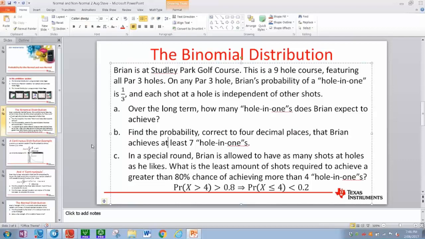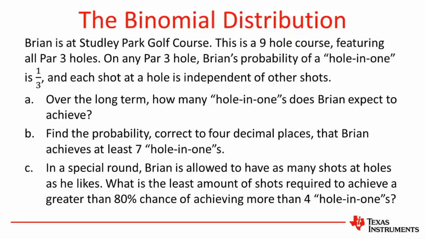Quickly for part C, this is the one that sort of gets both teachers and students a bit nervous all the time. It's the one we have to solve for the sample size, and the algebra required in that tends to be a bit full on at times. So the example I've got here hopefully makes it a bit clearer. So we've got a special round in which Brian is allowed to have as many shots at holes as he likes, rather than just one, as we had assumed before.